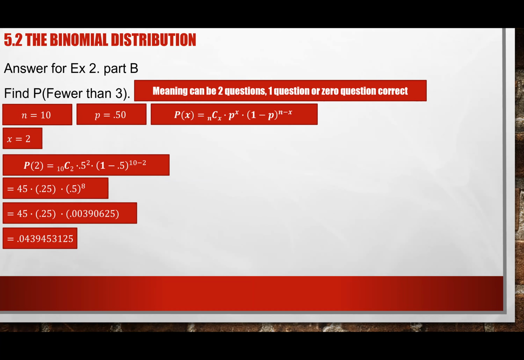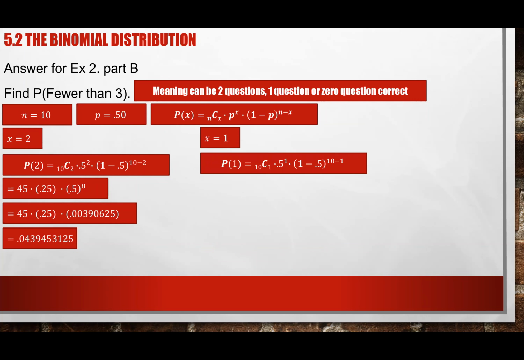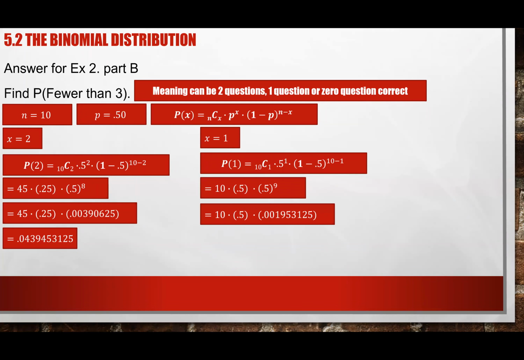And then we have to do the 1 because, like I mentioned, fewer than 3 means the 1, the 2, and the 0. If you plug it in, 10c1, you have 10 choices. And 0.5 raised to the 1 power is 0.5. 0.5 raised to the 9 power is 0.0019. Take the 3 numbers, multiply, and you get this.